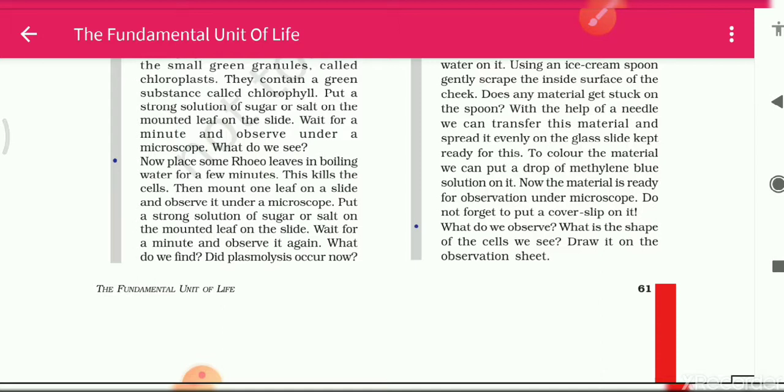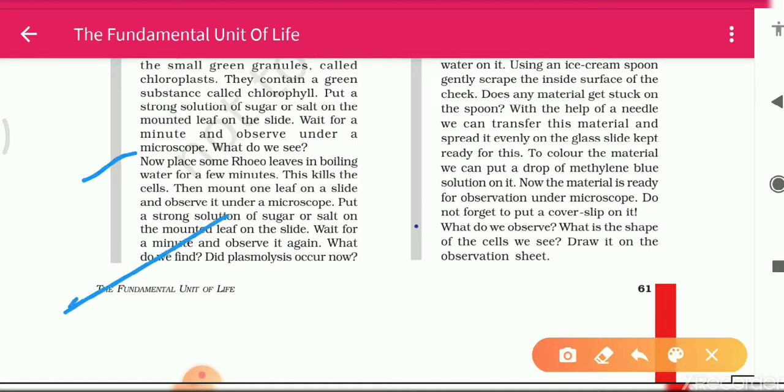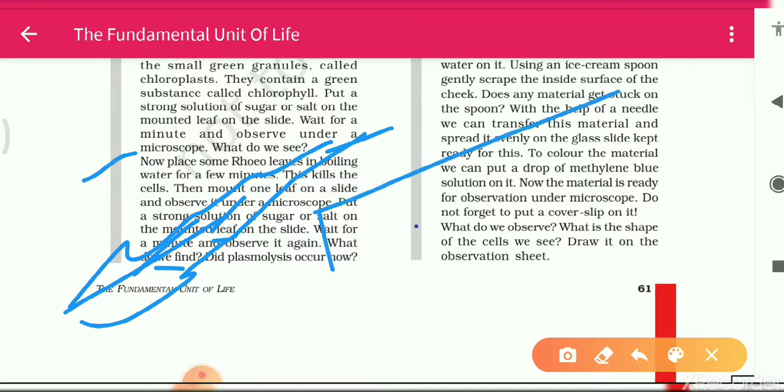No. Students, what you will do here is take the Rhoeo leaf and boil it, and then remove this Rhoeo leaf from the beaker, put the peel of the Rhoeo leaf on a slide, and then put a few drops of salt solution here and cover it with a cover slip.